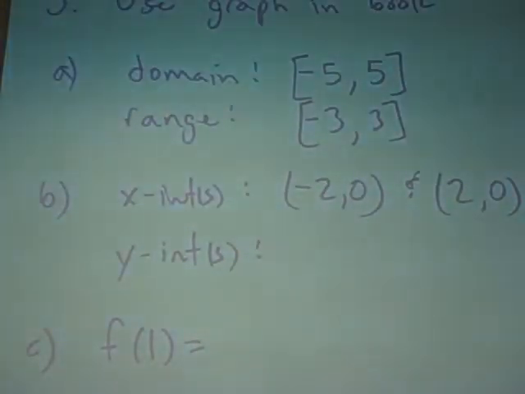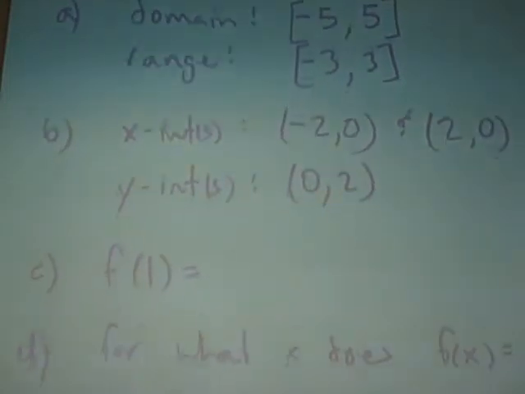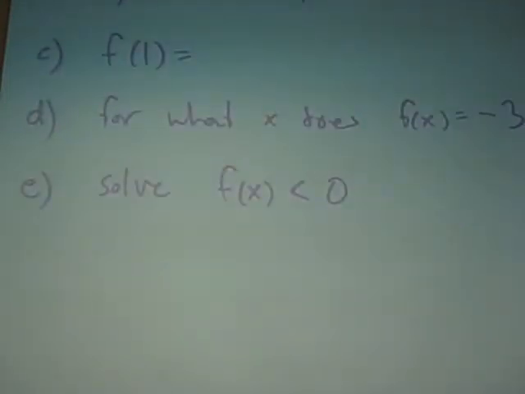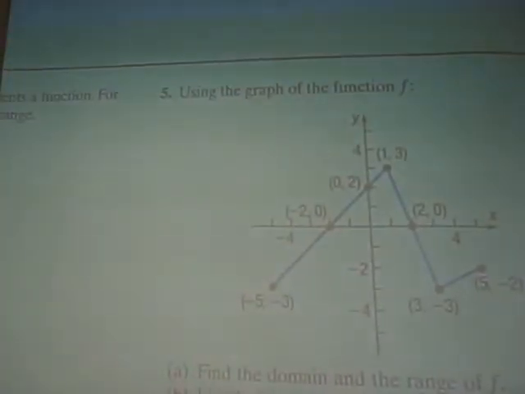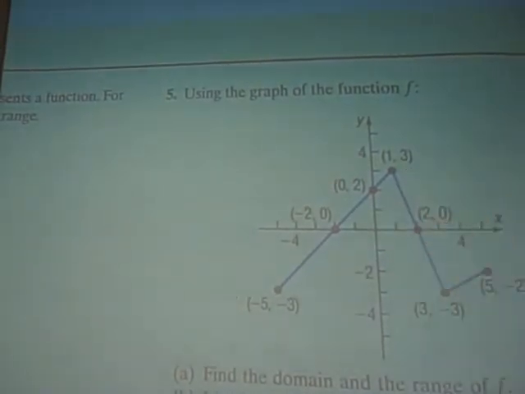Those are the x-intercepts. The y-intercept is (0, 2). You just look on the graph, it crosses at (0, 2). F of 1, if you plug 1 into the function, you come out with 3. And that's because there's an ordered pair. If you take a look at this, the point (1, 3) is on the graph, so that means if you put in 1, you come out with 3. So f of 1 is equal to 3.